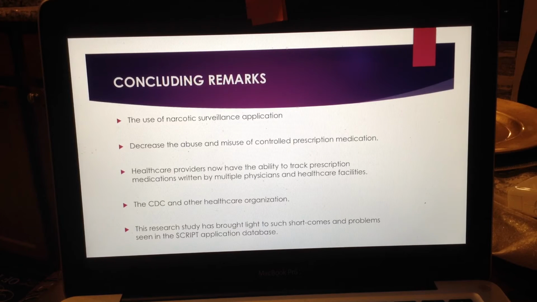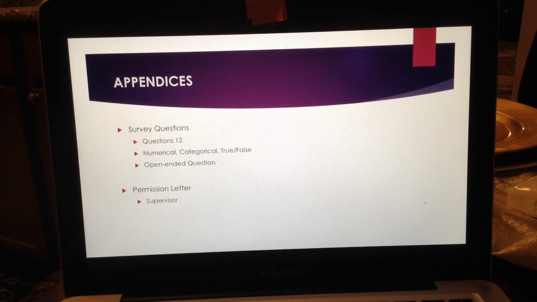Concluding remarks: the use of the narcotic surveillance application has significantly decreased the abuse and misuse of controlled substances. Healthcare providers have the ability to track prescription medication, and there's an overall cost-efficient manner in which they're trying to tackle this problem. Those are my references.